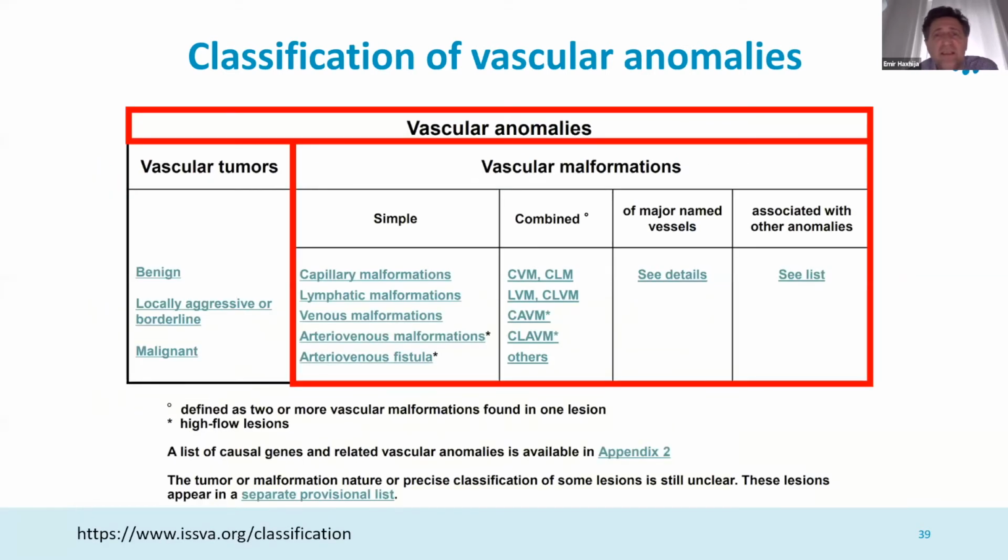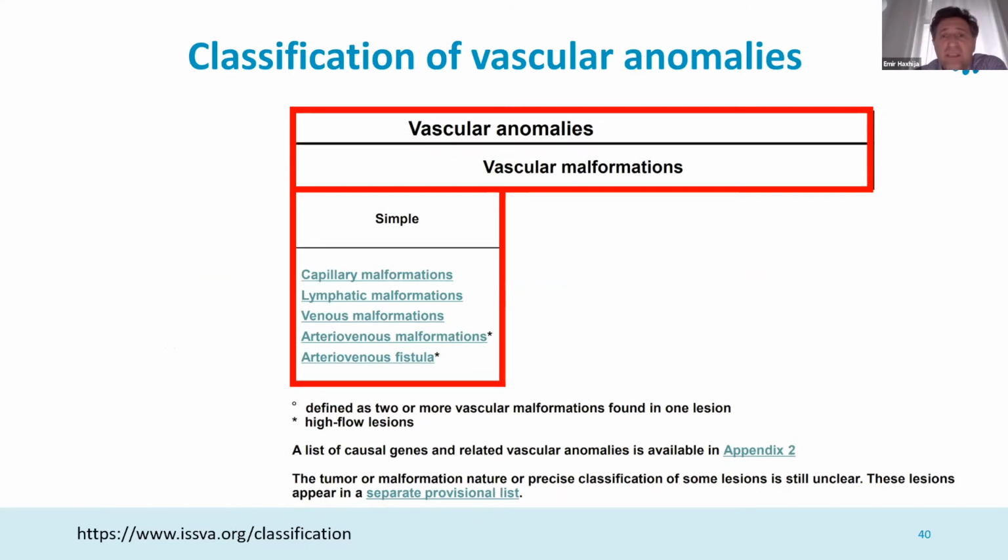So let us see what is the classification of the vascular malformations on the ISSVA website. The simple vascular malformations are not simple in the sense that they are easy to treat or something like that. They are simple in a way that there is a single vascular line involved, except for the arteriovenous malformations, where there are two lines in one, say like an arteriovenous fistula.